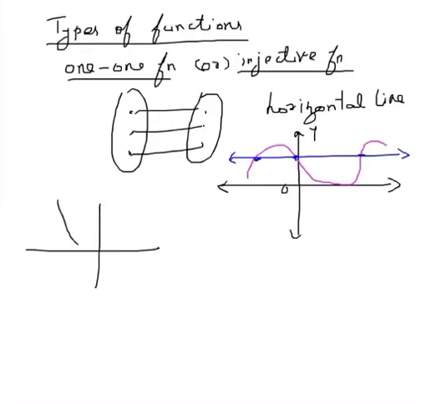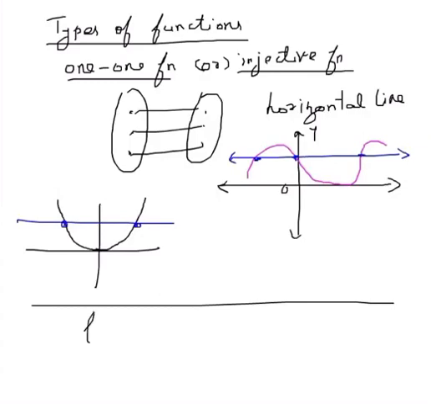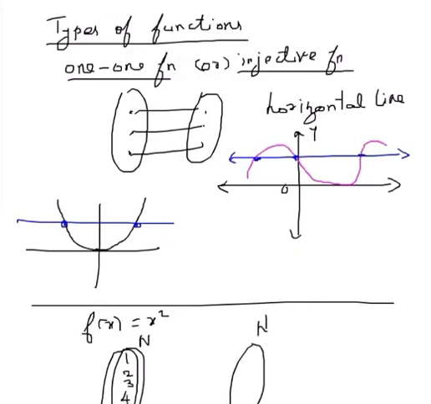For example, if you consider this parabola, let us draw the horizontal line. It cuts the parabola at 2 points. Therefore, it is not a 1-1 function. Now let us consider this: f of x is equal to x square. I am taking from N to N. So if I take 1, 2, 3, 4, 1 square is 1, 2 square is 4, 3 square is 9. So it is a 1-1 function.